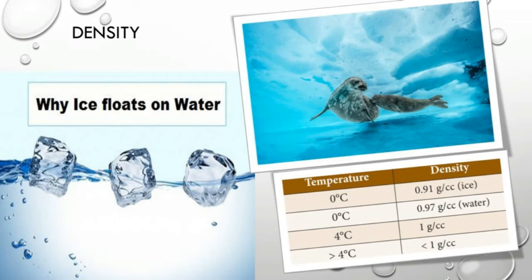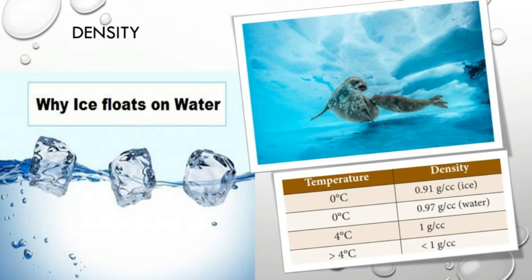Next, density. When ice cubes are put in a glass of water at room temperature, they float on the surface of the water. This is because ice is lighter than water. It means that the density of ice is lower than that of water.